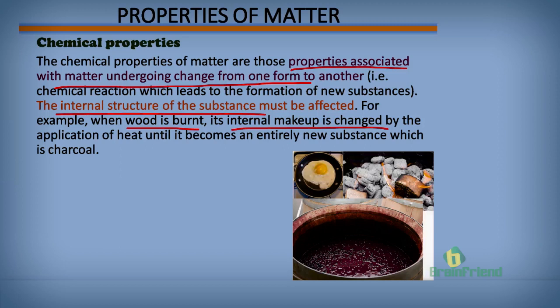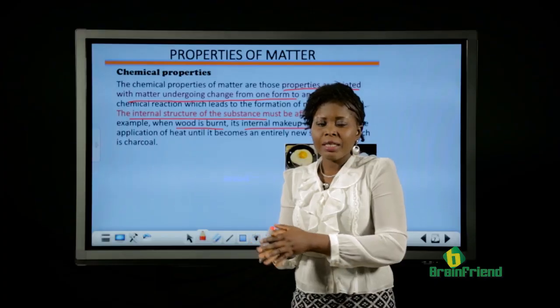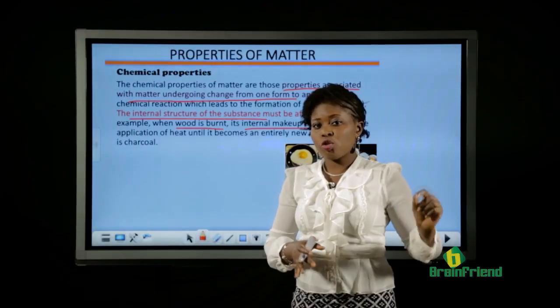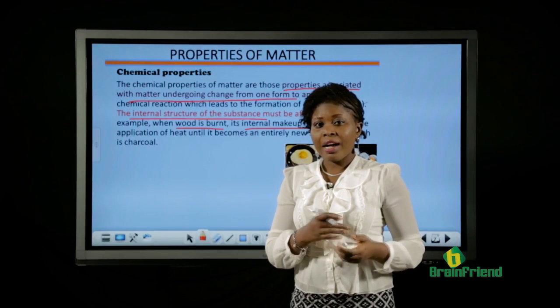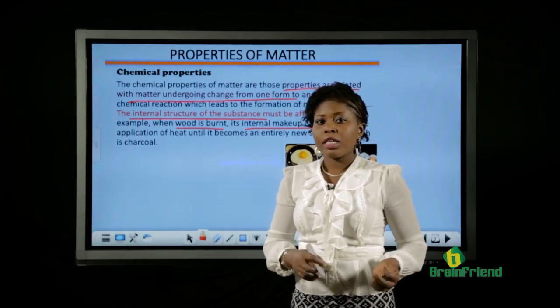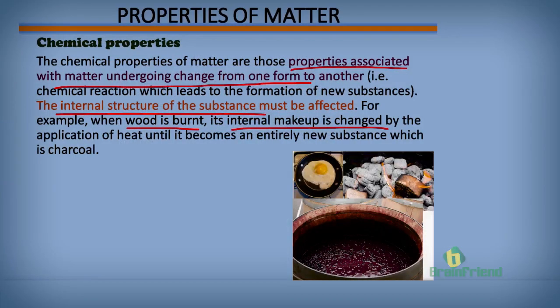And that change means that what? An entirely new compound has been formed, right? And it also means that the internal structure of wood was affected, and that is why it caused the production of an entirely new substance. So for the chemical properties of matter, their internal structures are affected. We can see some chemical properties here, such as fermentation, frying, and burning or combustion.